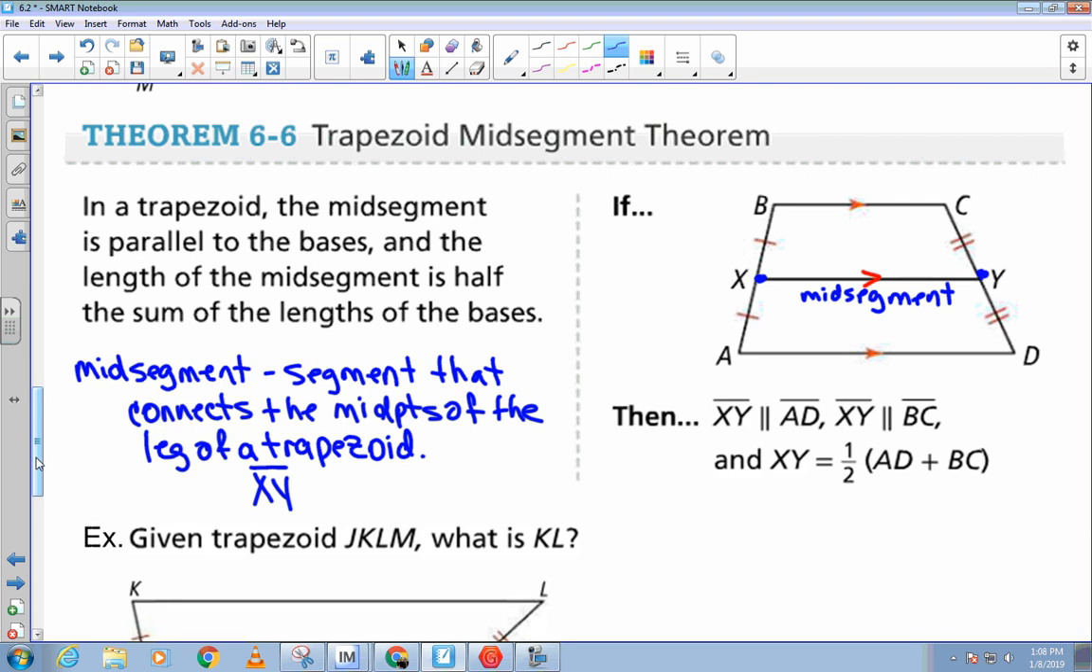So let's say that this one is 20 and this other base is 50. What would I do to find the mid-segment? Add them together and divide by 2. So that would be 20 plus 50 equals 70. Divided by 2, 35. Okay. Alright.